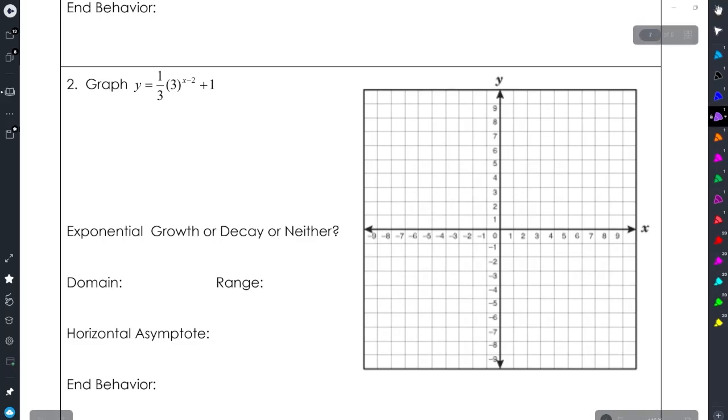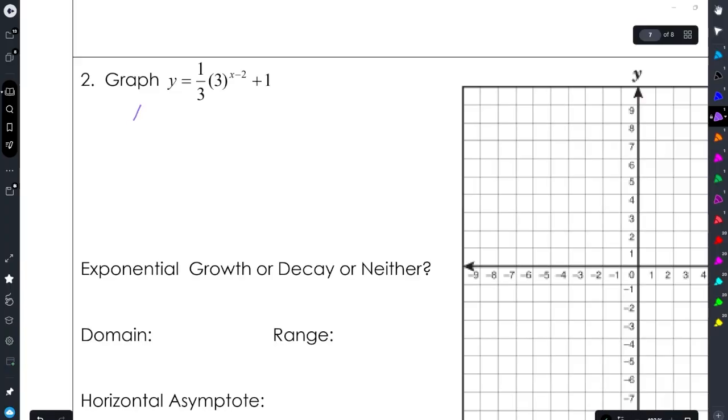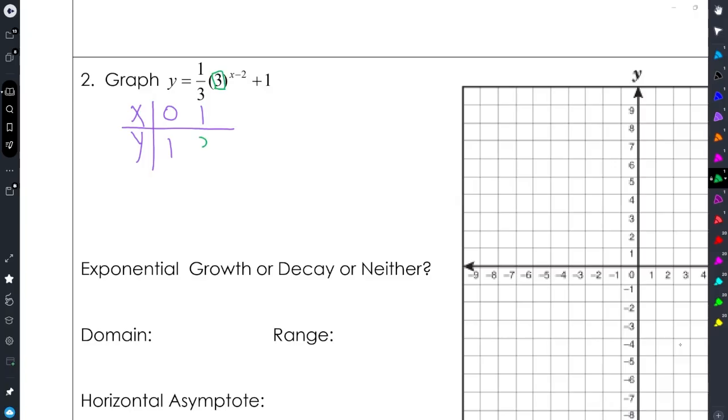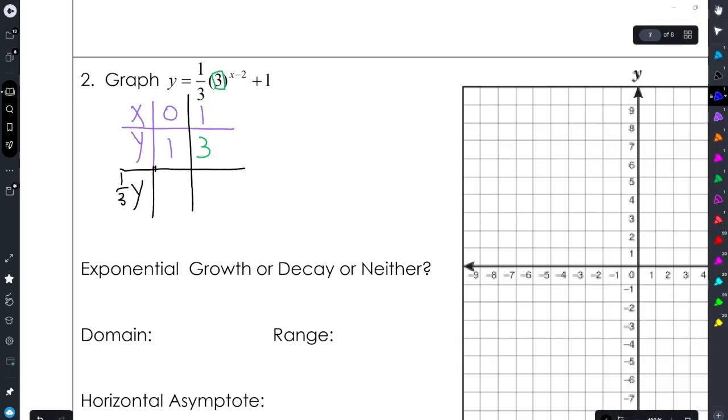So we have y equals 1/3 times 3 to the x minus 2 plus 1. So we're going to make a table. We have x, y, and remember it's going to be -1, 0, comma 1, 0, comma 1, and 1, comma this b value of 3. And then we make that third row and multiply all the y values by 1/3. That's going to give us 1/3 or 0.33, and then 3 times 1 is 1.